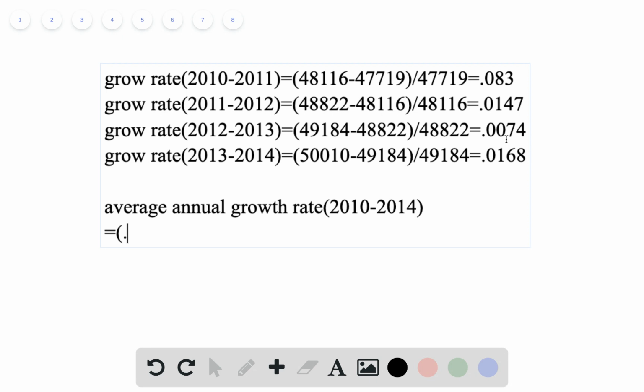That means 0.083 plus 0.0147 plus 0.0074 plus 0.0168 and divided by 4. So if you calculate, it equals 0.03. So that means the average annual growth rate through the years 2010 to 2014 is exactly 3%.